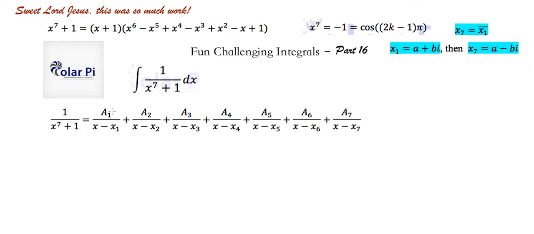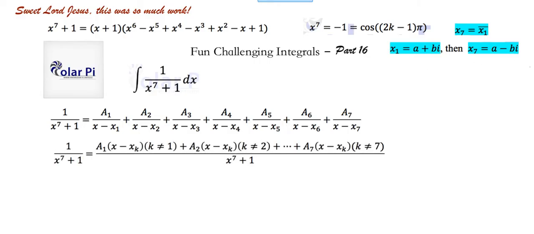except for x minus x1. So this a1 here is multiplied by all of the denominators except for x minus x1. And then this a2 here is multiplied by all of the denominators except for x minus x2, and so on. So that's what I showed, which is a1 is multiplied by x minus x sub k for k not equal to 1, and then a2 is multiplied by x minus x sub k for k not equal to 2, and so on.